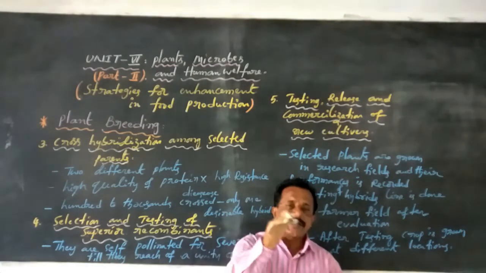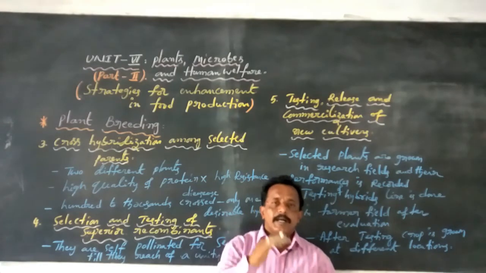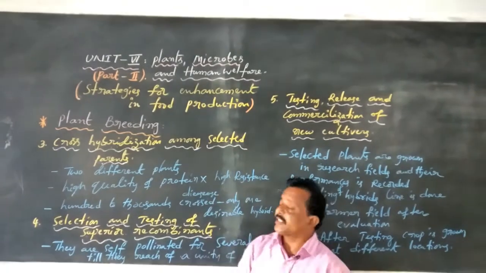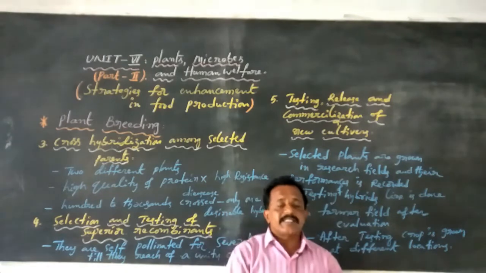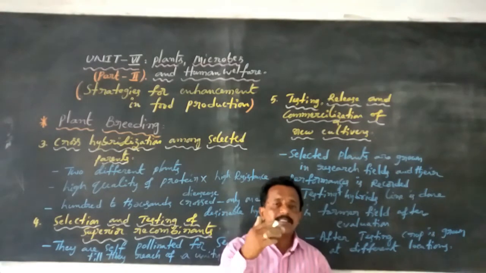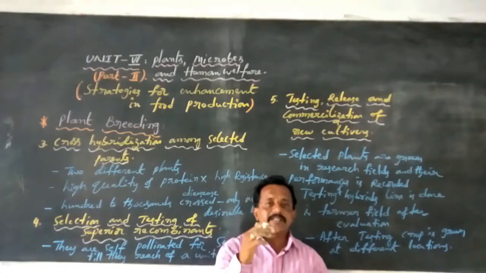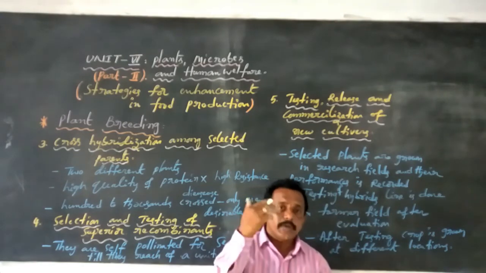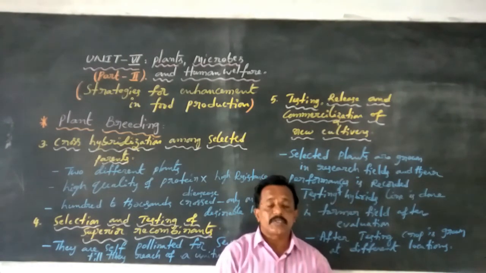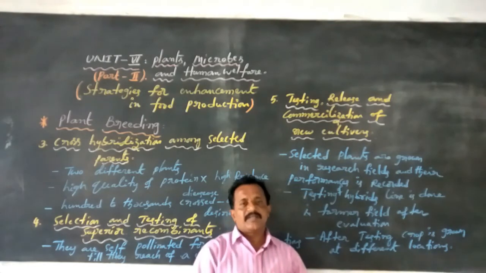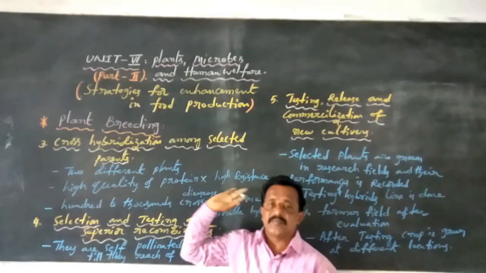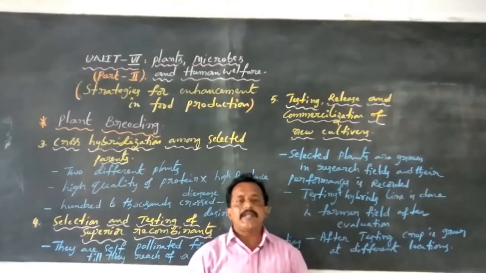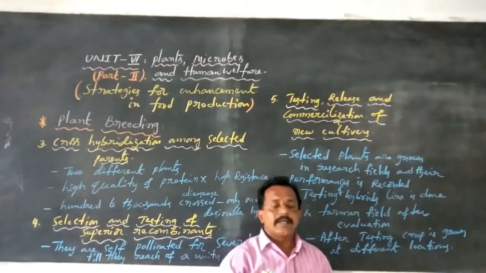Plant breeding produces plants with high quality of protein and high disease resistance, with increased tolerance to atmospheric stresses, increased resistance to pathogens, and increased tolerance to insect pests. That is the importance of plant breeding. So plant breeding is one of the foundations of the green revolution.